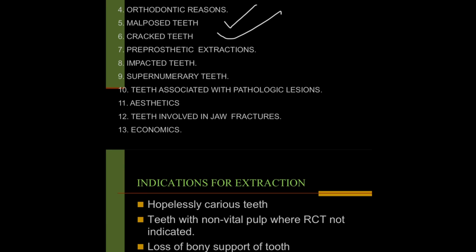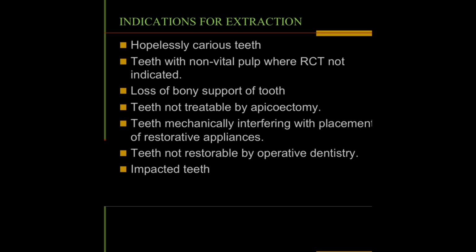Then comes teeth associated with pathologic lesions. When there is some apical lesion, some periapical infection that cannot be treated, or some cyst that cannot be treated by RCT, then we go for extraction of that associated tooth. Then for aesthetics, we do extraction for aesthetics. Then teeth involved in jaw fractures. Then economics. We will discuss it a little bit more.